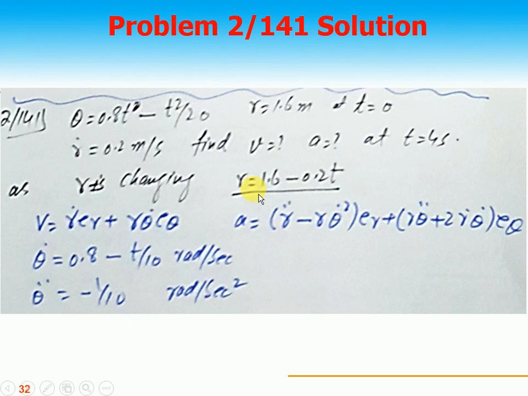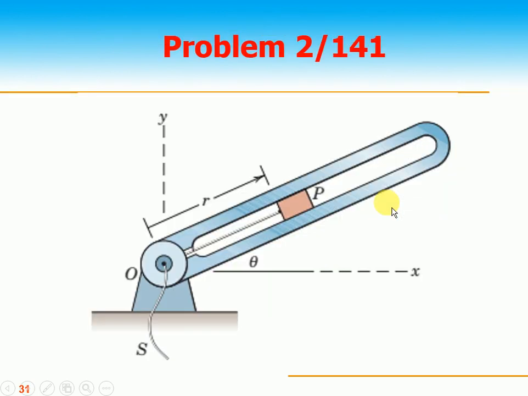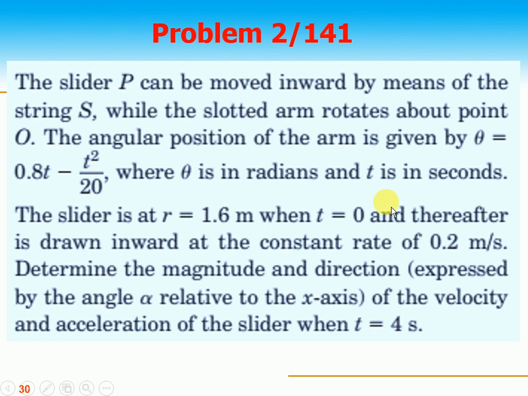What else do we require? We require r. We have the value of r. How do I write the value of r? This is the important thing, which may be confusing. The slider is at 1.6 at t is equal to 0, and thereafter it says drawn inward at the constant rate of 0.2 meters per second.